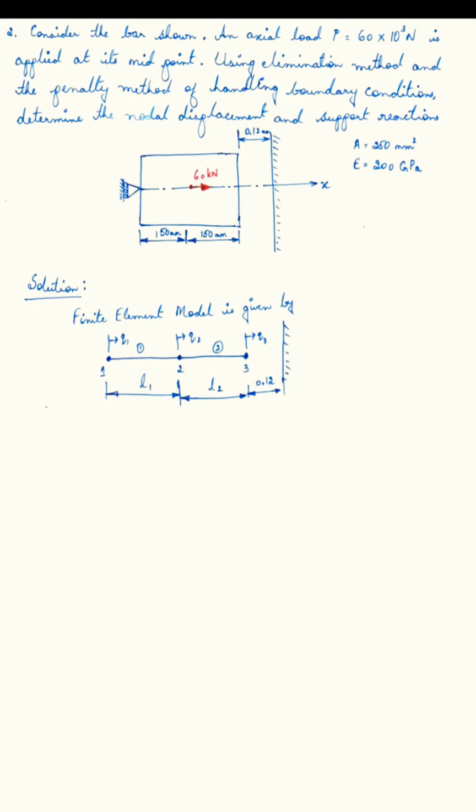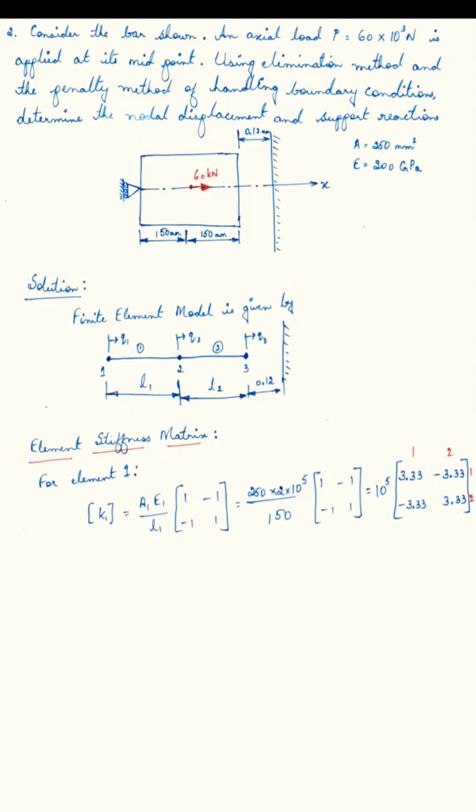So 1, 2 and 3 are the nodes. Q1, Q2, Q3 are the displacements at the given nodes. So L1 is the length of element 1, L2 is the length of element 2. 0.12 mm is the displacement that is possible for node 3. We'll find the element stiffness matrix.